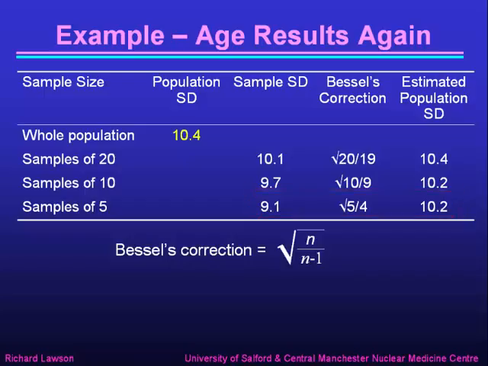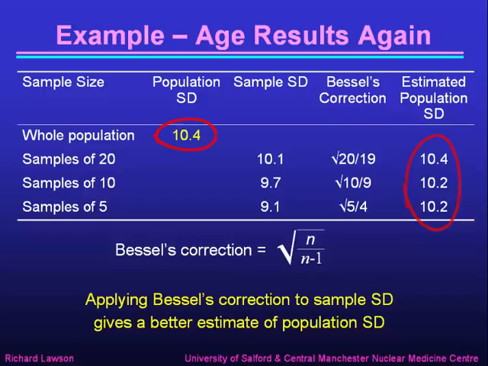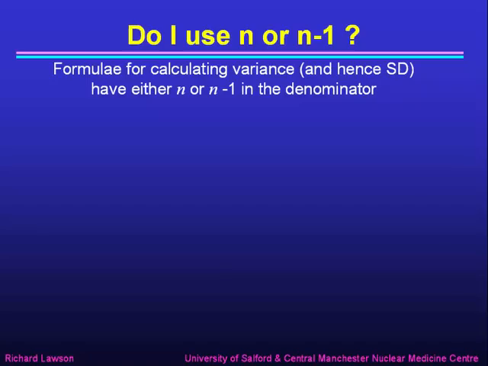So you see that all of those samples of size 20, 10 and 5, if we apply Bessel's correction to the sample standard deviation, we get a much better estimate of the population standard deviation. So Bessel's correction works in practice. It doesn't give a perfect answer, but is a much better approximation to the true population standard deviation than just using the sample standard deviation on its own.